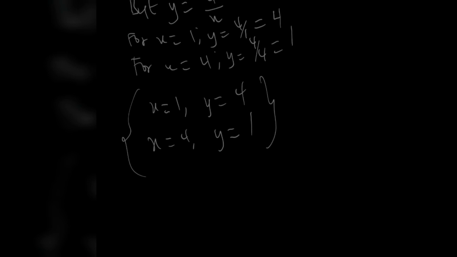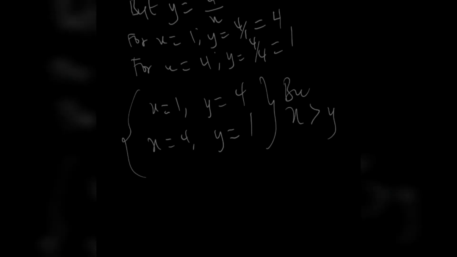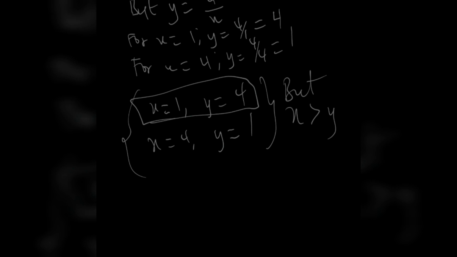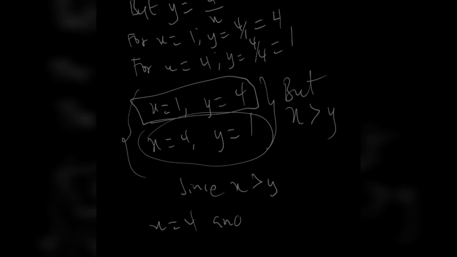These are the two sets of answers that we have, but there was a condition given that x is greater than y. So if x is greater than y, then the value of x should be bigger than the value of y. So we cannot consider this as part of the solution. Only this one will be our final answer. Since x is greater than y, x will be equal to 4 and y will be equal to 1. So this will be our final answer.